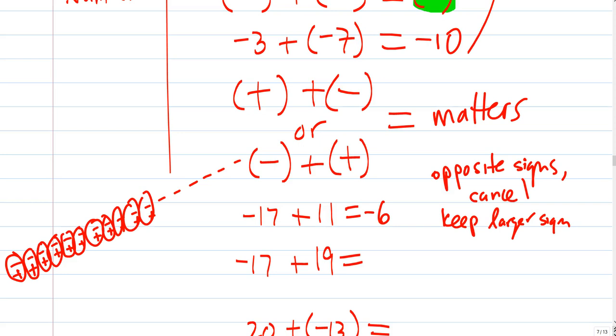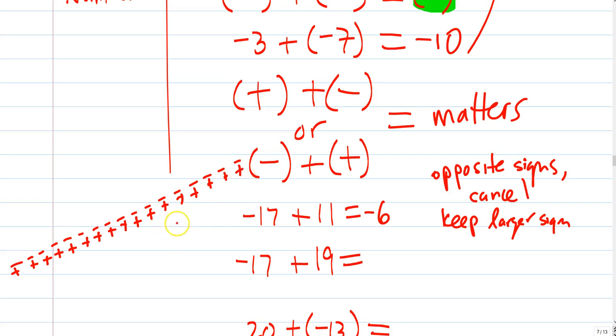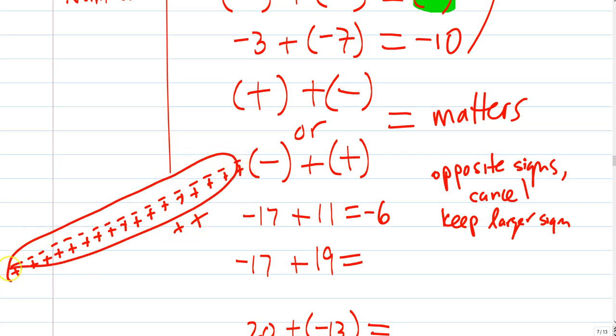On the flip side, if I took those 17 negatives and I did, instead of 11, if I did 19 positives, 14, 15, 16, 17, I would have what? After all of these zeroed out, I would be left with 2 more positives.